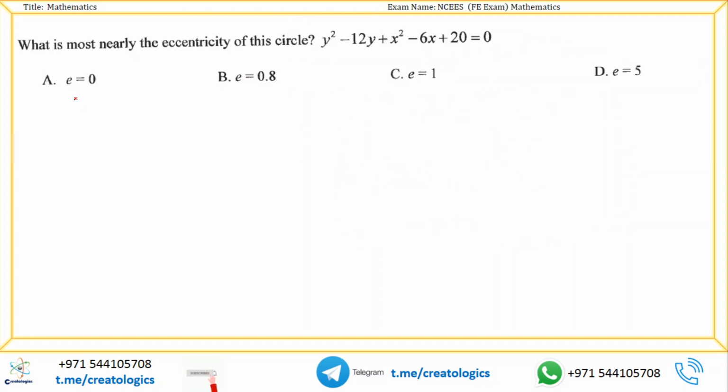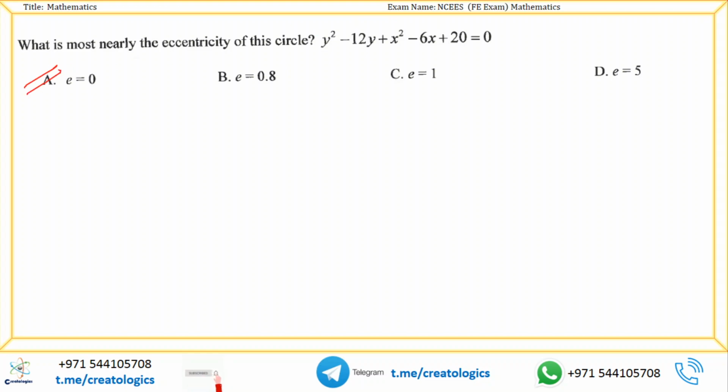Next question. What is the most nearly the eccentricity of the circle? You can see y squared minus 12y plus x square minus 6x plus 20 equal to 0 is the equation of a circle. You must know about the circle. If the equation of a circle is given, how to find its center, how to find its radius, right? That you should always remember. But here they say find the eccentricity. Do you know what the eccentricity value for a circle is? It is always 0. So you don't have to solve anything. It is just 0 always.